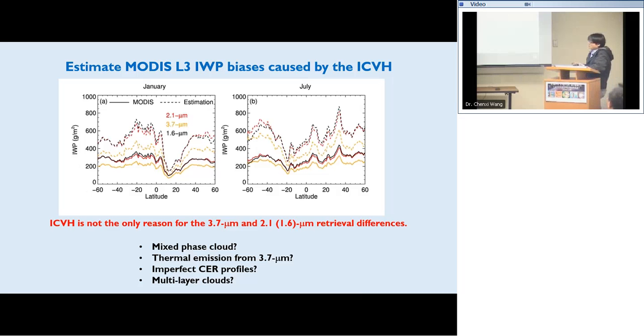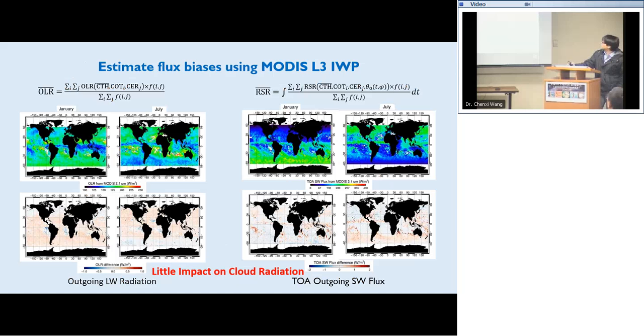So one possible reason is the cloud phase detection. There may be a lot of mixed phase clouds, or a large fraction of clouds that have supercooled liquid water at the cloud top, but below that it is all ice. Could be some clouds like that, so that can have a large impact on the 3.7 retrieval. But that requires further investigation.